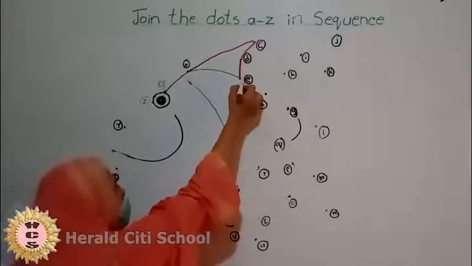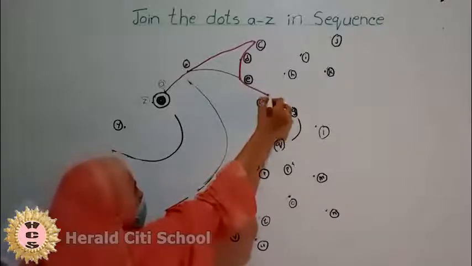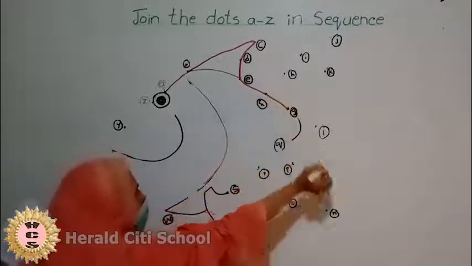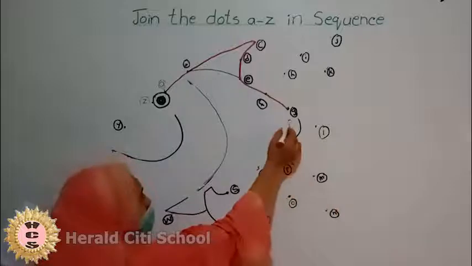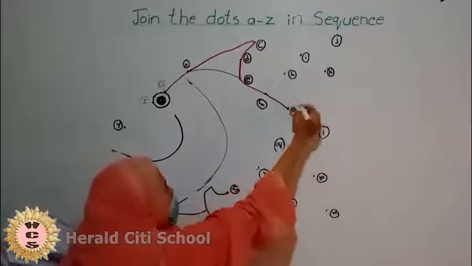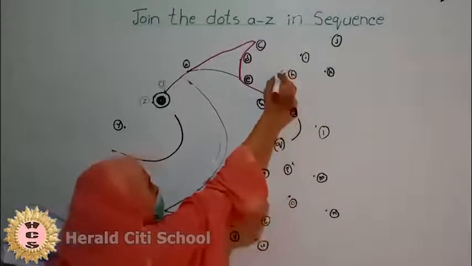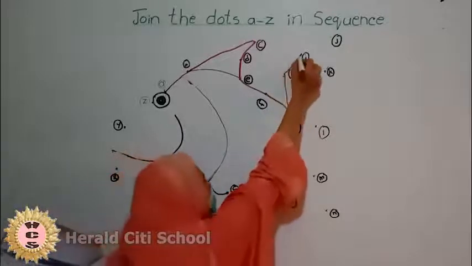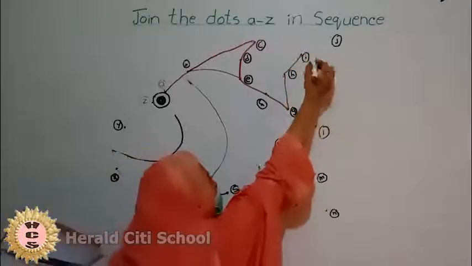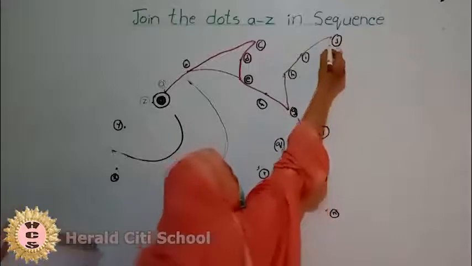E, F, G, and what comes after G? H. Very good. And H is here. H, then I, J, K.